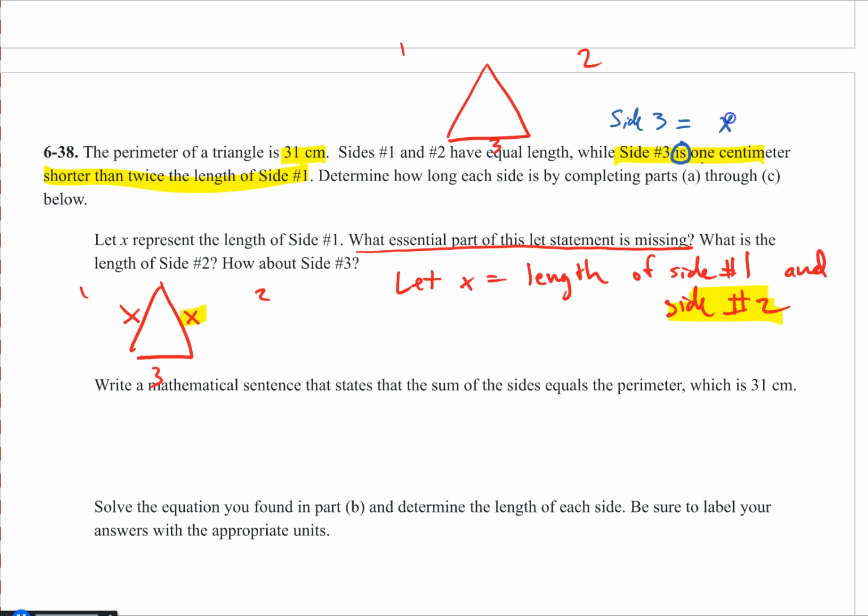So side 1 is x. Twice the length of side 1, you just multiply it by 2. So that's 2 times x, or 2x. But that's not quite it, because it says 1 centimeter shorter. So twice the length of side 1, take away 1 centimeter: 2x minus 1. So side 3 is 2x minus 1.